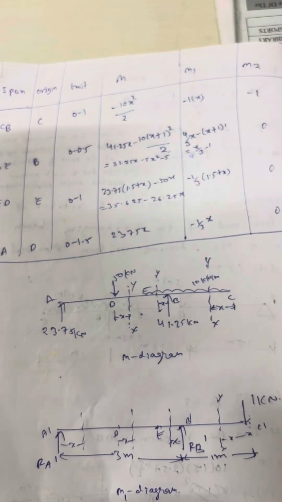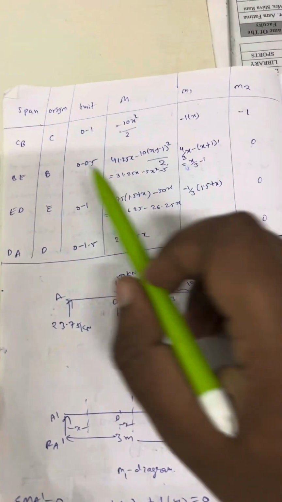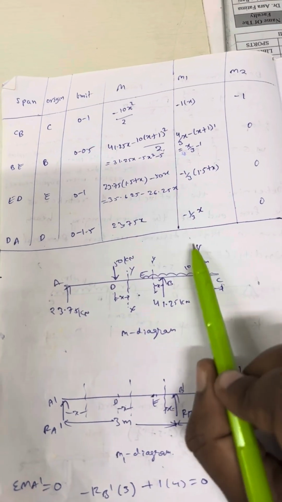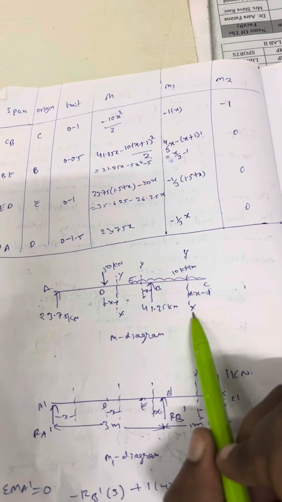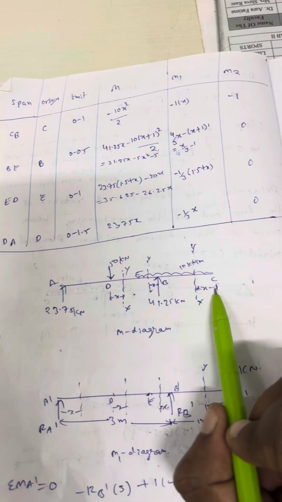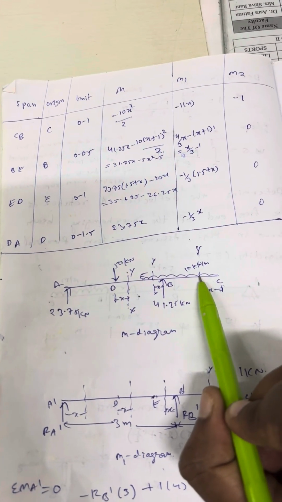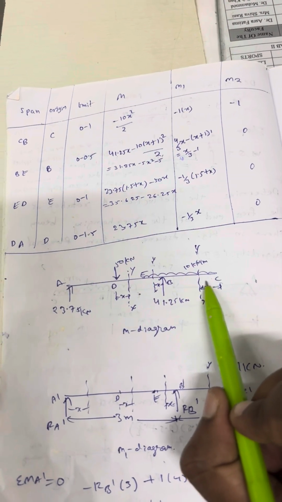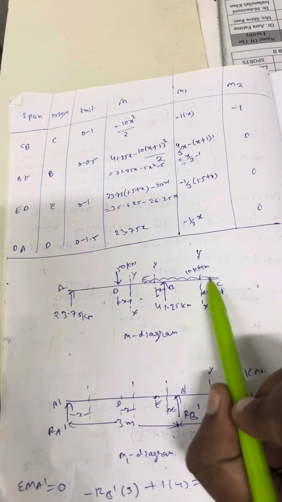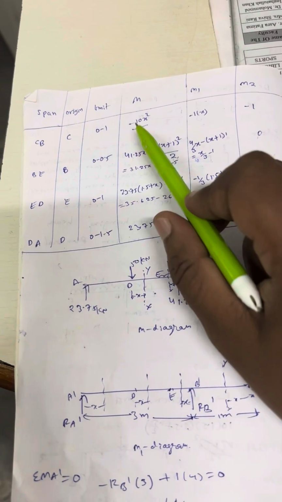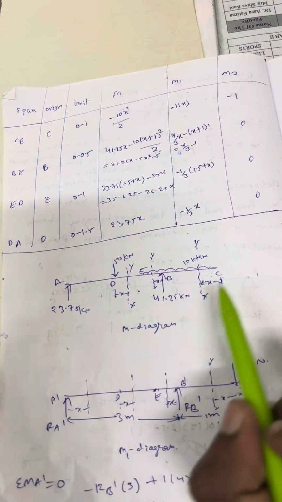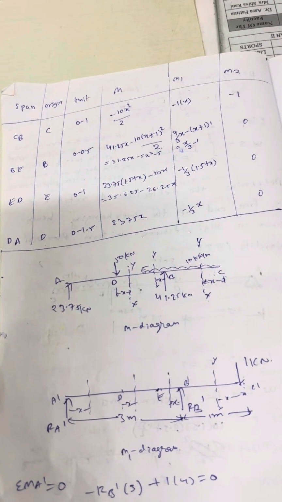So first for the CB portion, between this CB portion we need to take a section. So we have taken section XX at a distance of x from C. Now at this point I am calculating the moment. So this load into this distance: 10 into x by 2, that is 10x square by 2. The right side is clockwise, so from reverse, therefore minus.